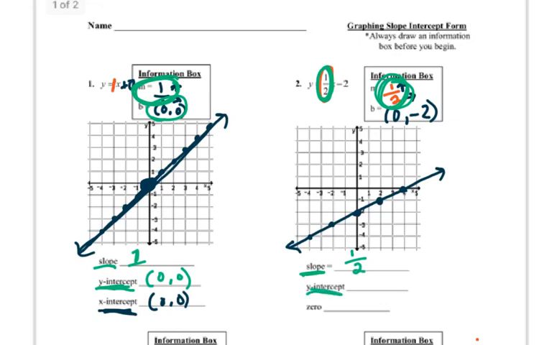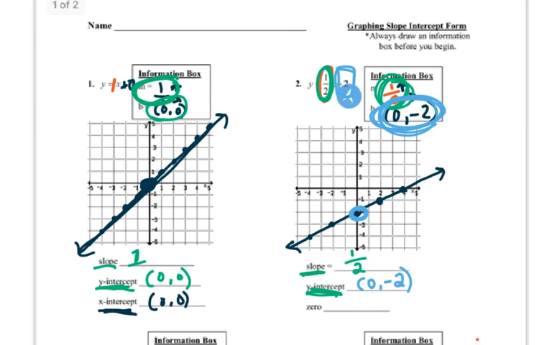What is the y-intercept of this line? I can find that information in 3 places. I can find it right here in the back of my equation. It was a negative 2. I can find it right here in my information box. I said it's the ordered pair, 0, negative 2. And on my graph, my y-intercept is where it crosses the y-axis. All of them say the same thing. It's at 0, comma, negative 2.